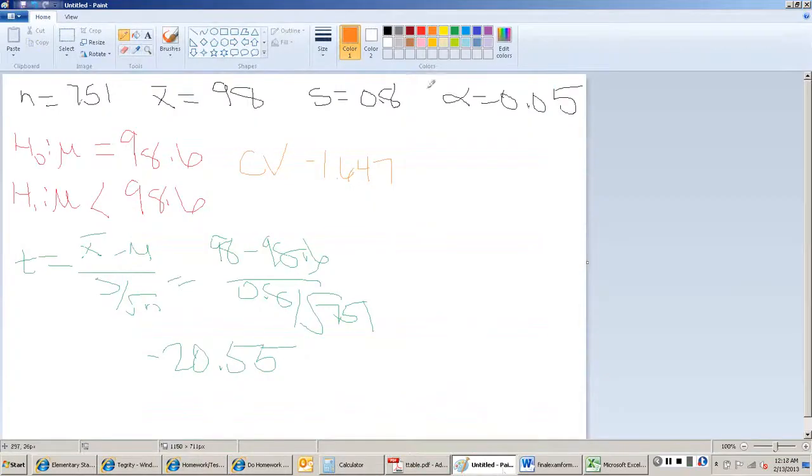So these are our comparisons. Now how do we compare them? Well, we draw a line and we draw our little chart. And here is negative 20. And negative 1.64 is here.